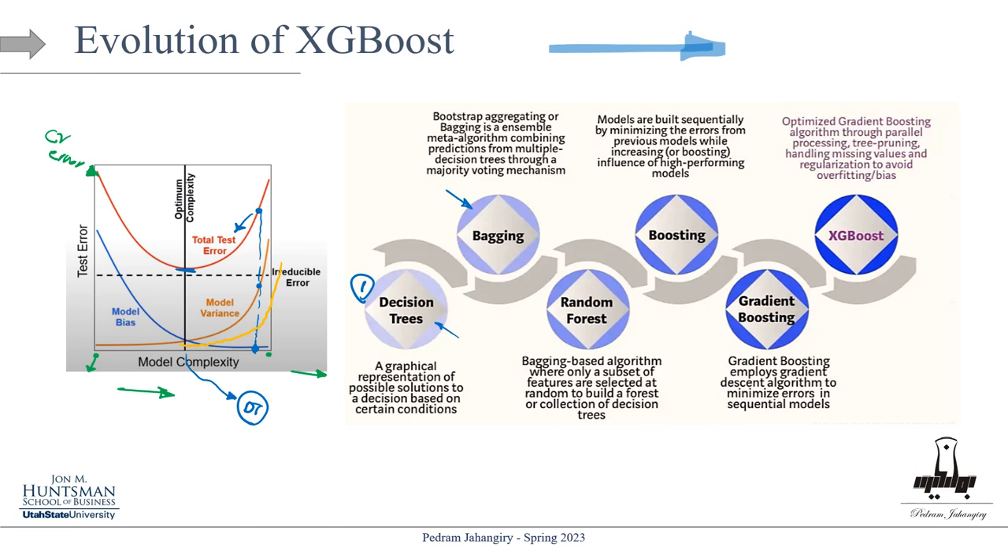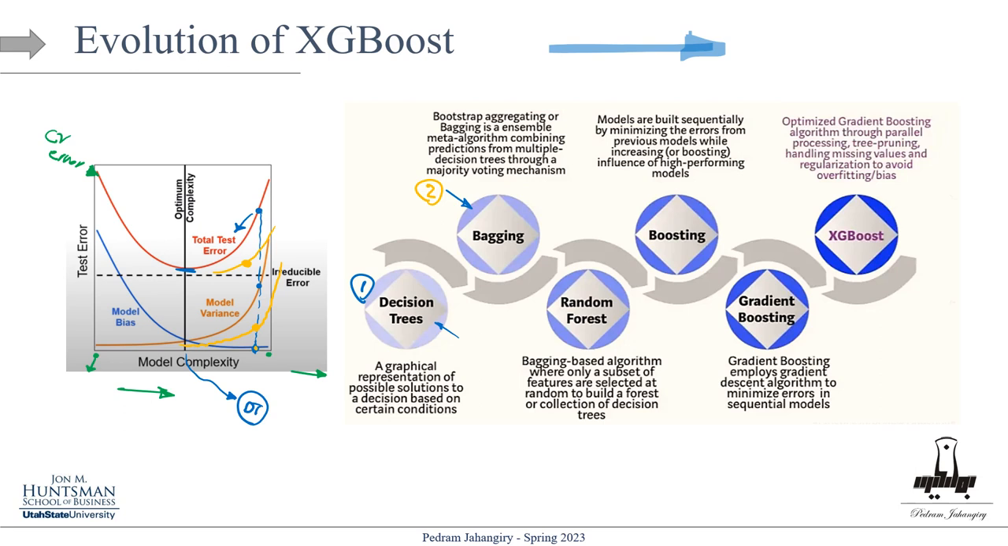When you're bagging, this is a statistical property: when you're combining multiple models, the variance of the estimate is going to decrease, right? So hopefully if you combine these now, you should get a better performance. So that's the idea of bagging, and usually the performance of bagging is better than a decision tree. So this is our number 2.